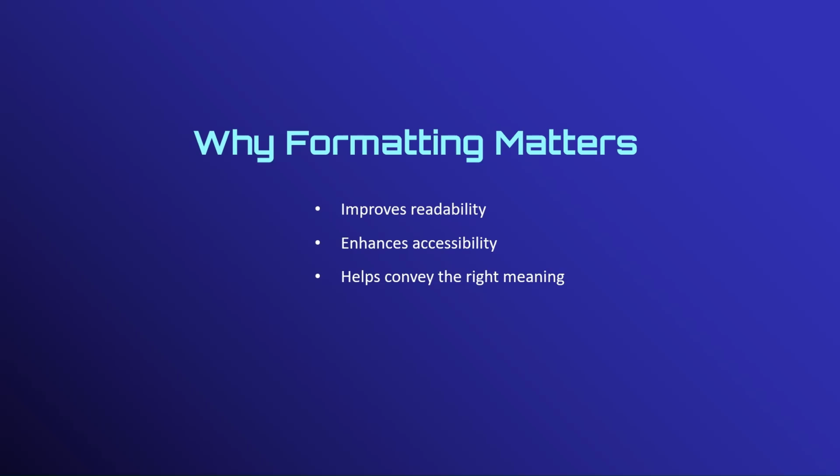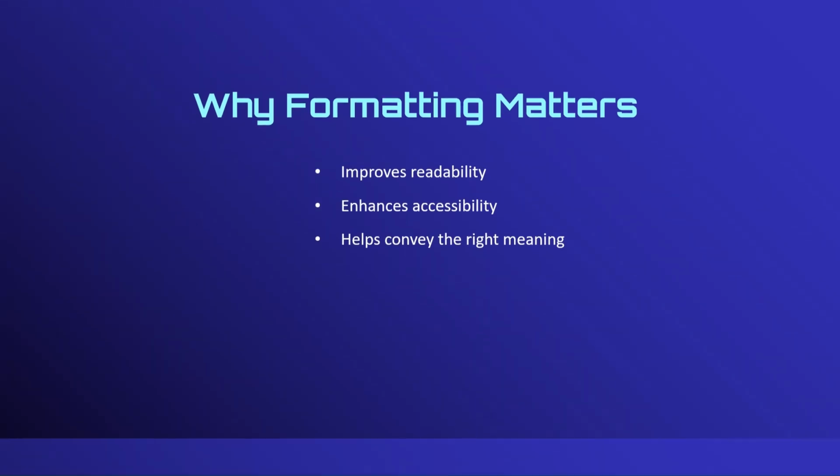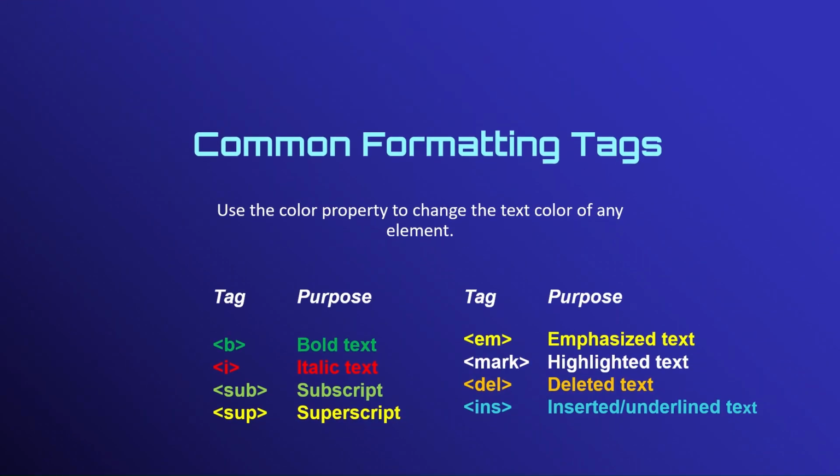What are the common formatting tags we have in HTML? So we have the bold, which is used to bold texts. We have the italic, used to italicize a particular content or a particular phrase or text. We have the sub, which is the subscript that we use when we are writing mathematical expressions. We also have the sup, which is the superscript. We also use this when we are writing mathematical or chemical expressions.